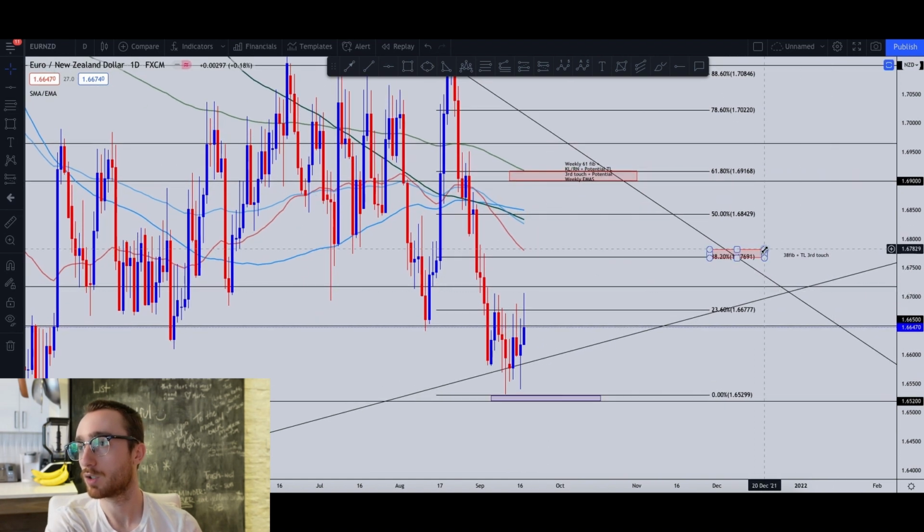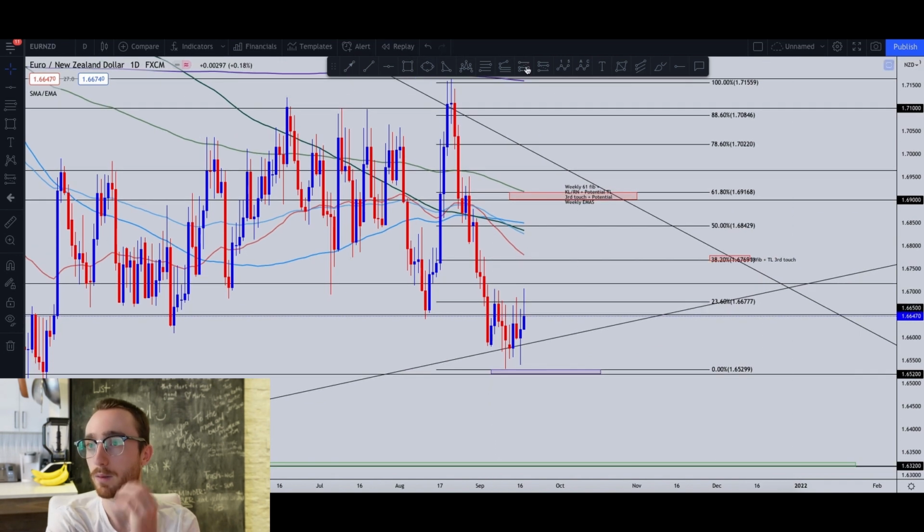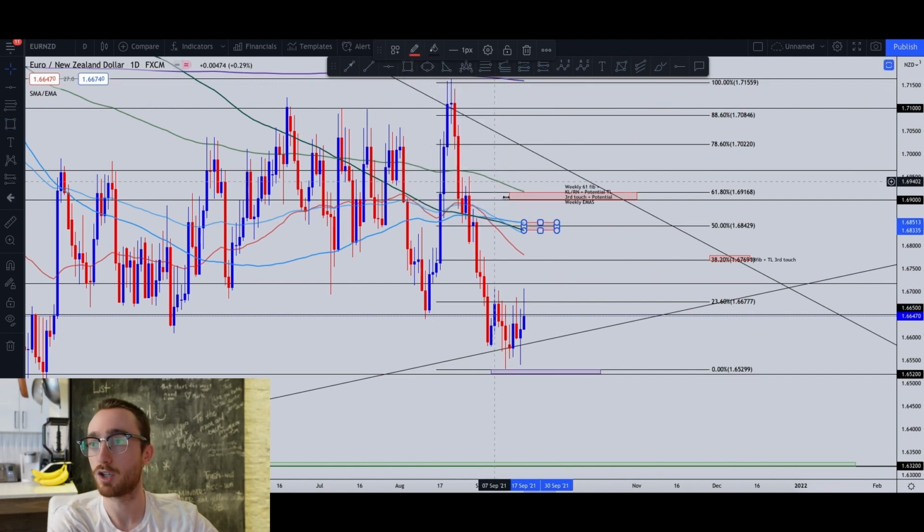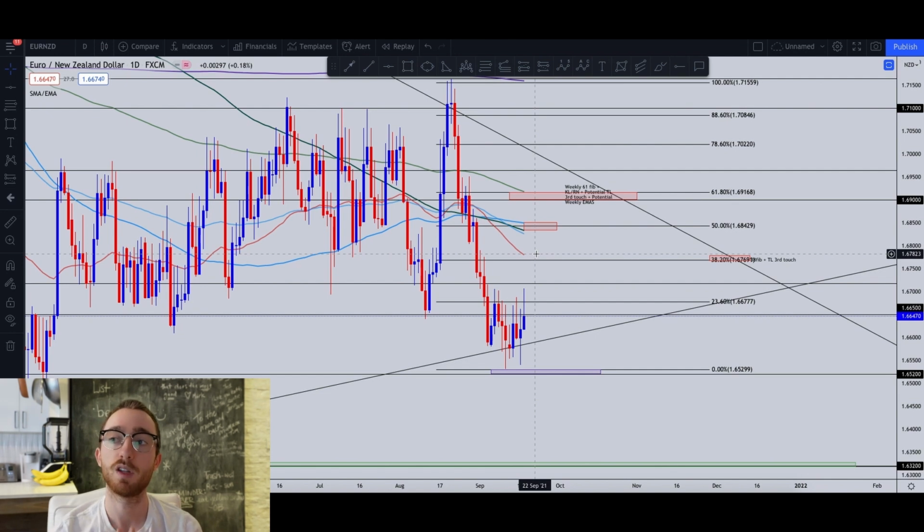If we were to just refine this a little bit, I'm also interested in shorting this 38 and maybe the 50 as well, okay? Let's start with the 50. The 50 has all of these moving averages, so it depends on how quickly the pair can get to it.